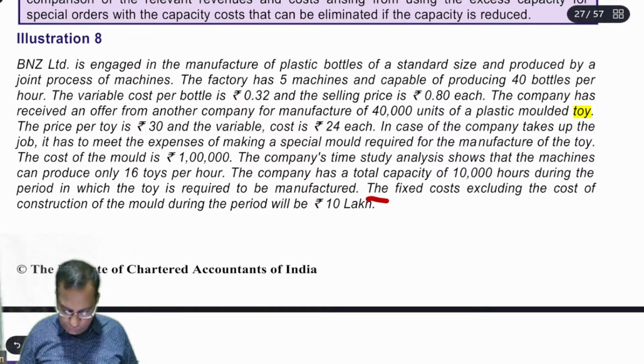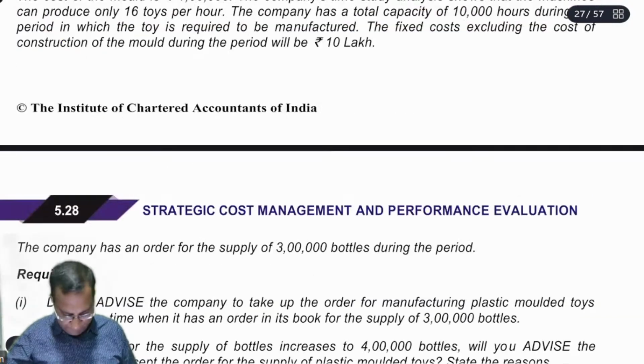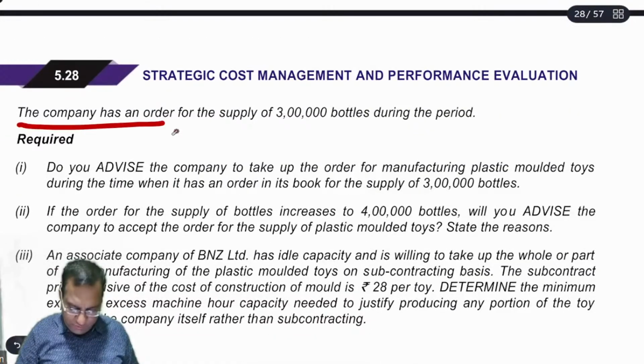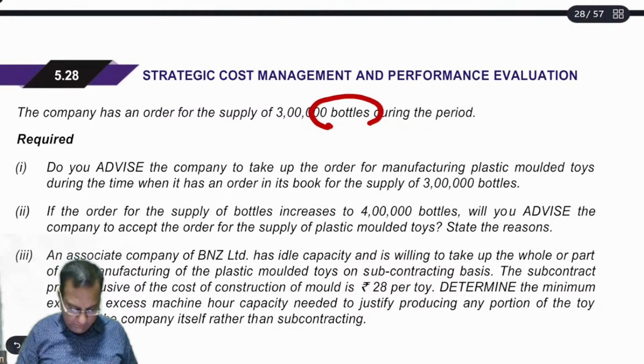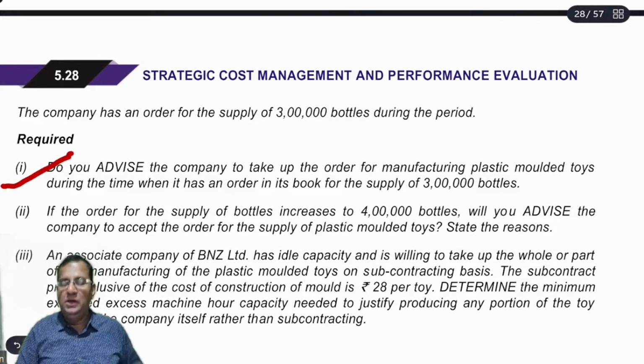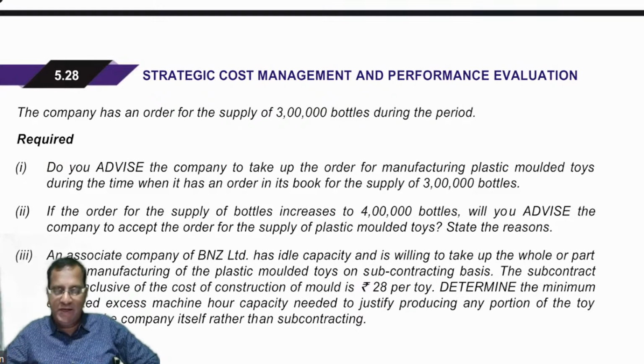The fixed cost, excluding the cost of construction of the mold during the period, would be rupees 10 lakh. The company has an order for the supply of 3 lakh bottles during the period, and the bottle is its current product. Now read out requirement part number 1. I'm giving you a complete 5 minutes to think on your own what the answer to requirement part number 1 would be. And only one hint, beta: do not try to solve this question orally. Try it on a rough page and definitely you will give me the correct answer for requirement part number 1. So I'm giving you a complete 5 minutes for requirement part number 1.